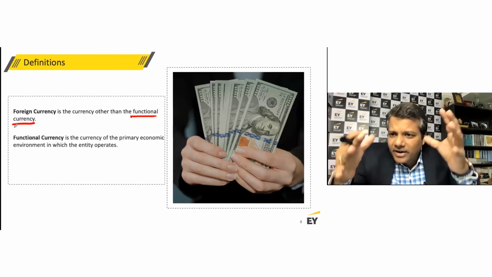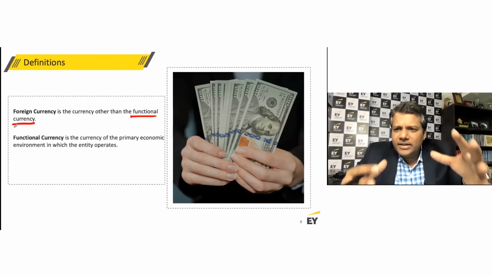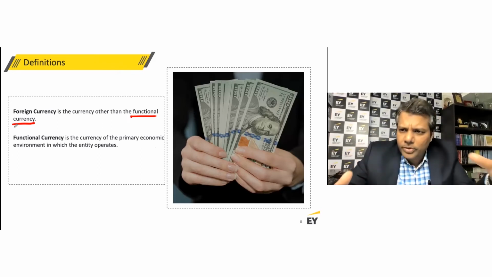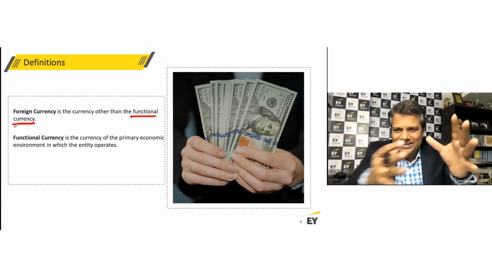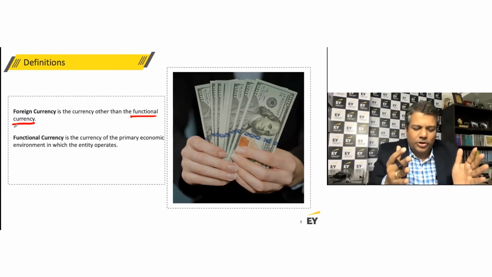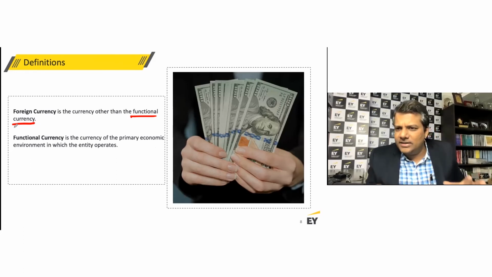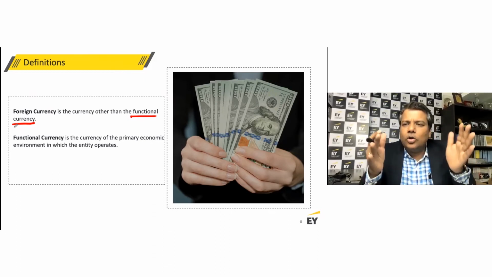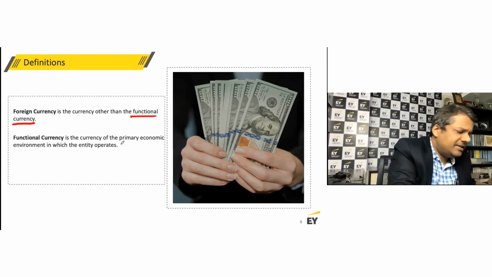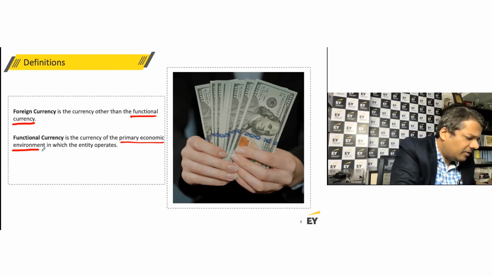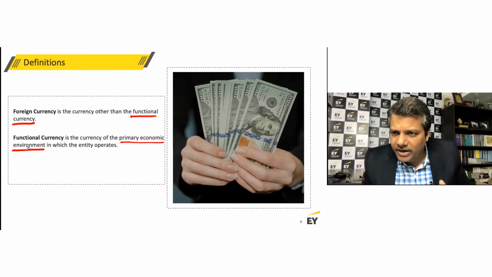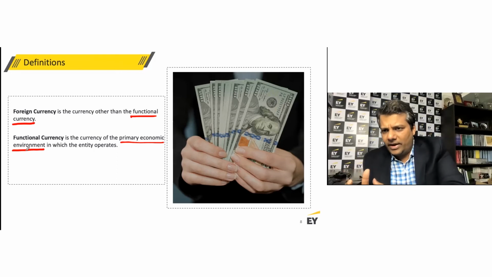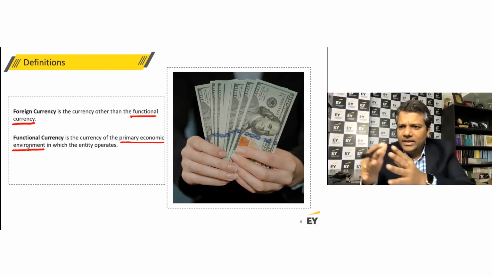Now, what is functional currency? Functional currency is the currency of the primary economic environment in which the entity operates. So we're just trying to build these pieces. First you need to understand what's a foreign currency, a currency other than your functional currency. Now, what's a functional currency? The currency of the primary economic environment in which the entity operates. And then we will talk about how you determine the primary economic environment.